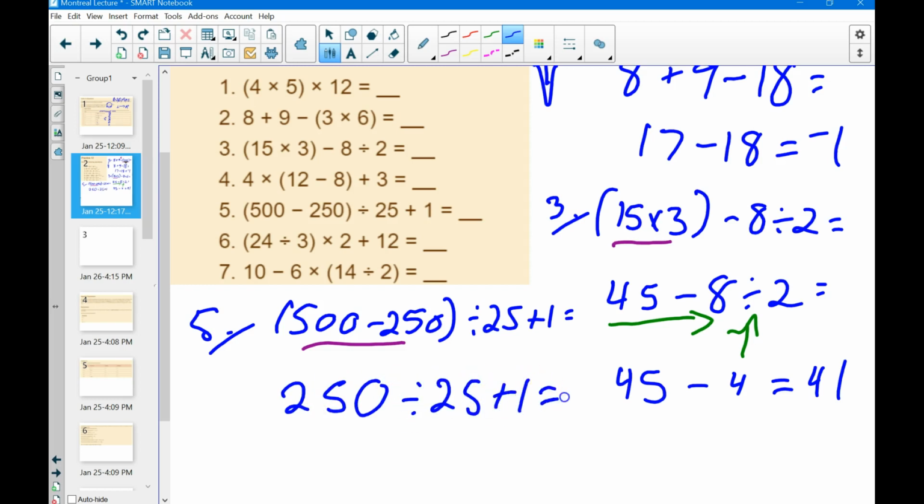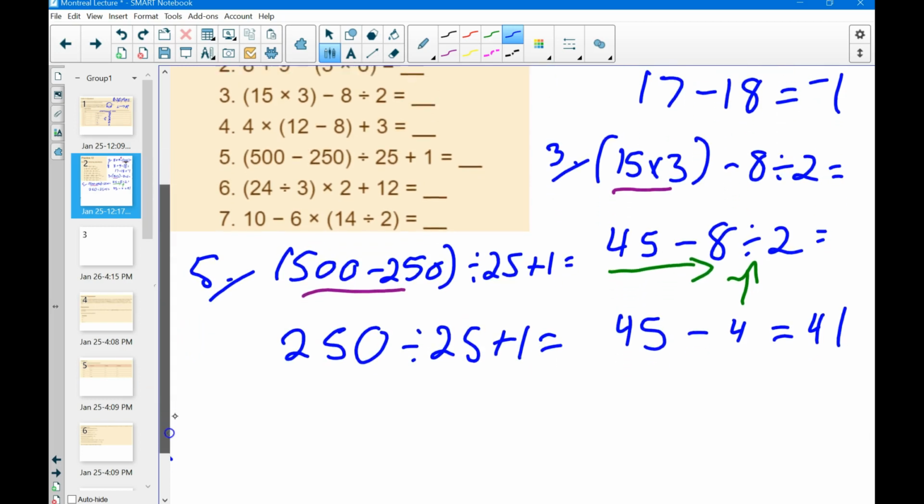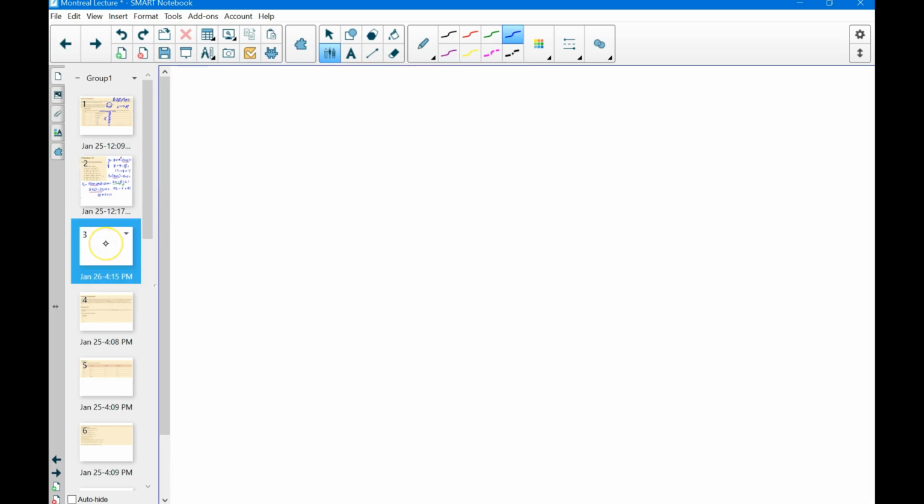Plus 1 equals. So then we know that division comes before addition and subtraction. So we need to do this division piece right here. So 250 divided by 25, that's going to give us a 10. Plus 1, which equals 11. And that's the process you go through to solve that. Awesome. Let's move on a little bit.